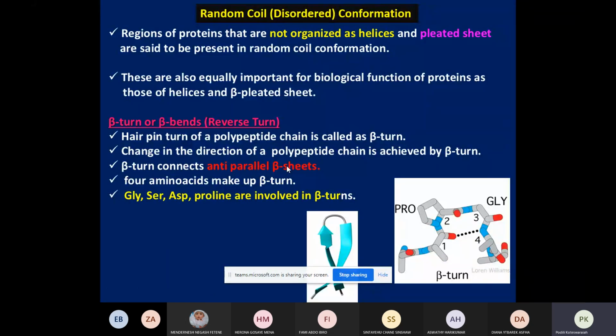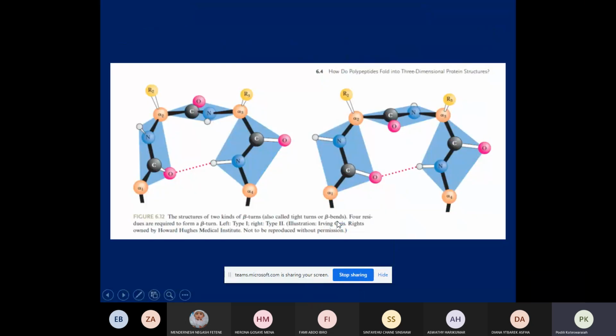And in addition to this, as I already said, secondary structures are either ordered or disordered. The ordered ones, as we have said, are the alpha helix and the beta pleated sheet. And we also have the disordered secondary structure or disordered conformation. Under this, we have the beta turn or the beta bend. This beta turn or beta bend, also known as the hairpin, is composed of 4 amino acids, mainly glycine, serine, aspartic acid, and proline. It is mainly involved where the direction of the polypeptide chain has to be changed, and in this region the beta turns or beta bends are present.